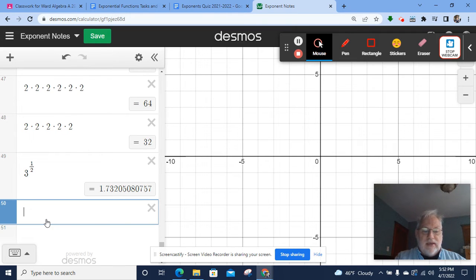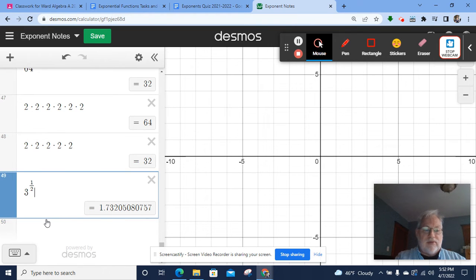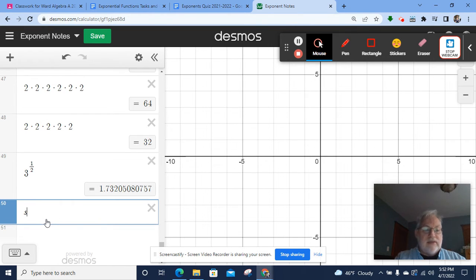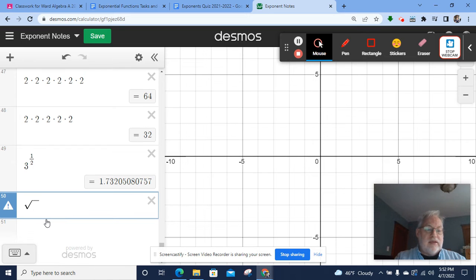So I'm going to say square root. If I type in SQR and then I hit a T, it gives me a square root symbol. The square root is the same as the 1/2 power. So if I put a 3 in there, I get this same thing.